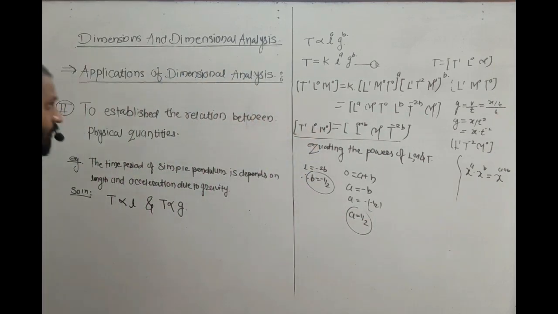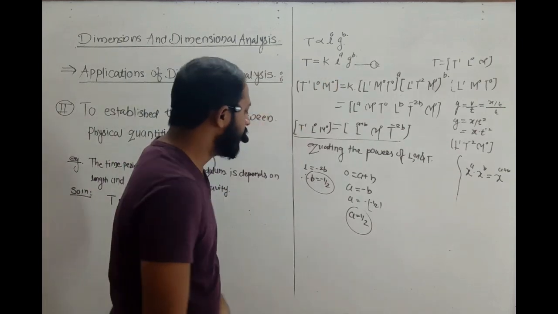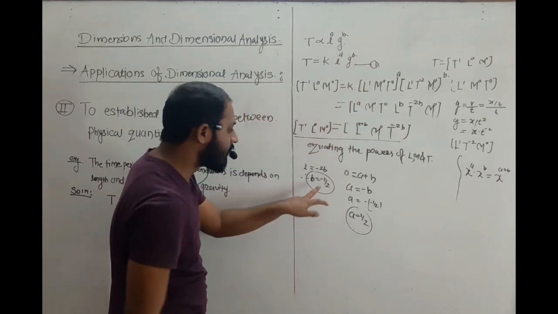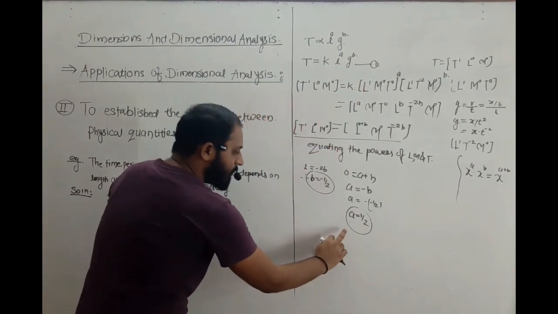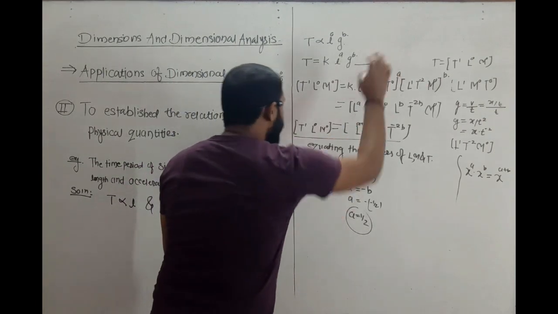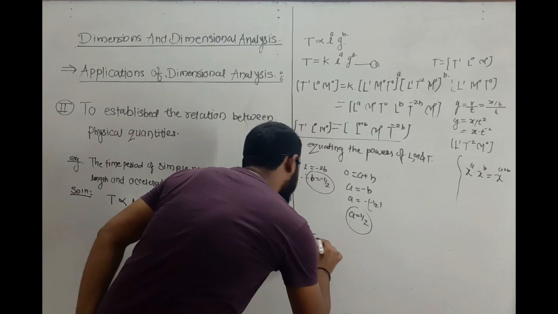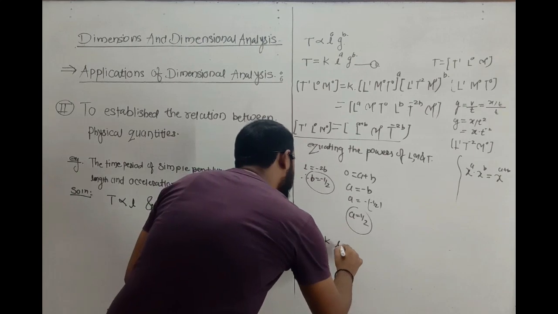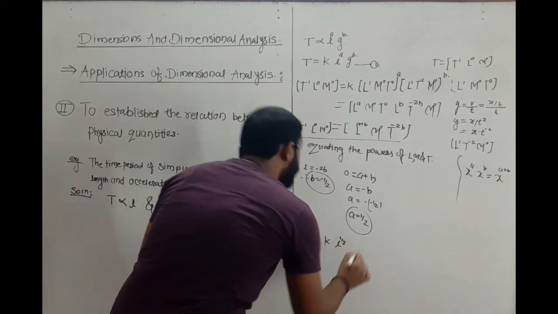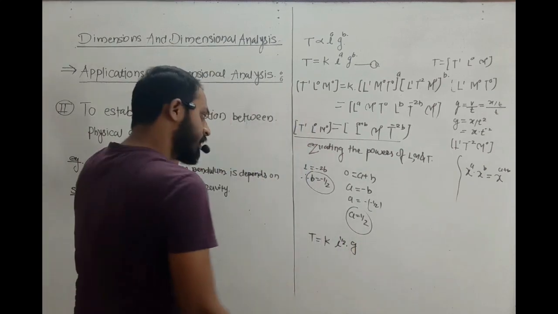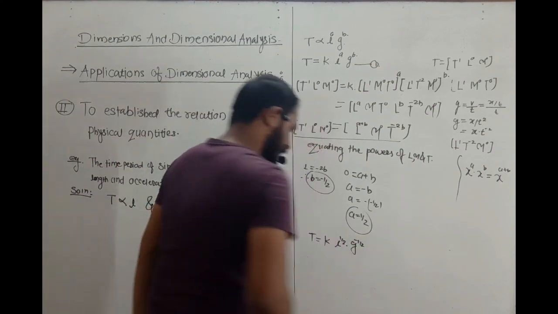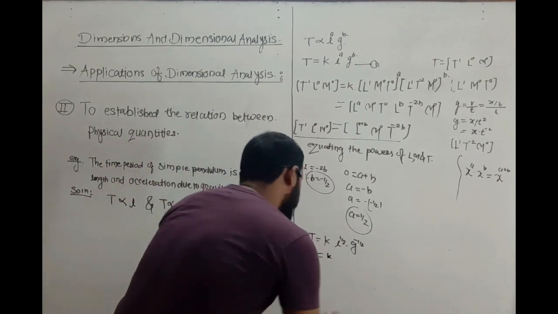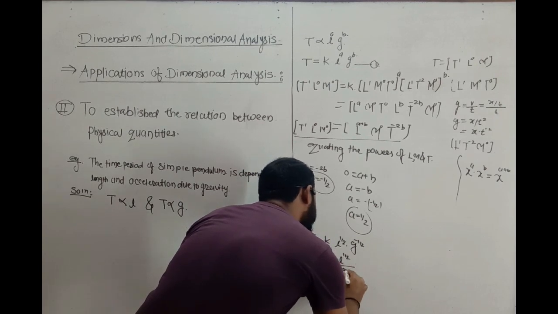Now see our first equation. In place of A, you can write 1 by 2, and in place of B, you can write minus 1 by 2. So now, put these values of A and B in equation 1. Therefore, equation 1 becomes T equals K, a dimensionless constant, into L power 1 by 2 into G power minus 1 by 2. Am I right? Yes. Now T equals K, L power 1 by 2 upon G power 1 by 2.